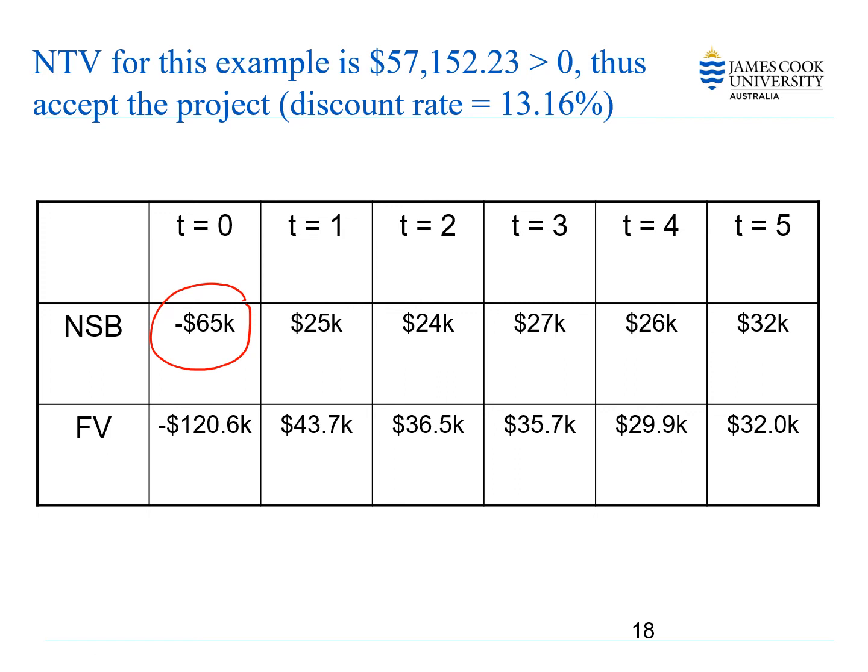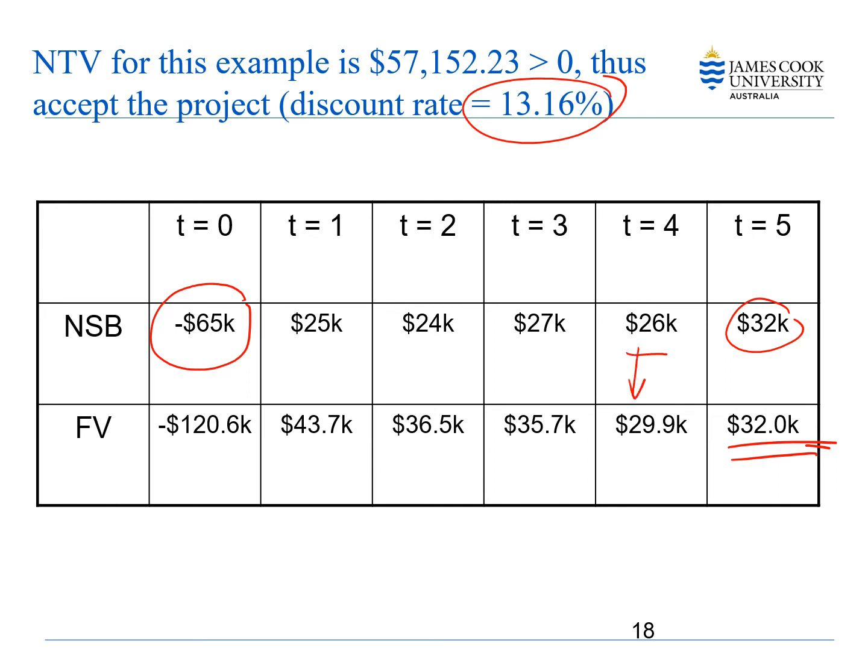Okay, and we are going to use a discount rate of 13.16%. Okay, and we want to calculate the net terminal value of this project. So year 5, let's end the project. So $32,000 is already a terminal value, so we don't need to compound it.